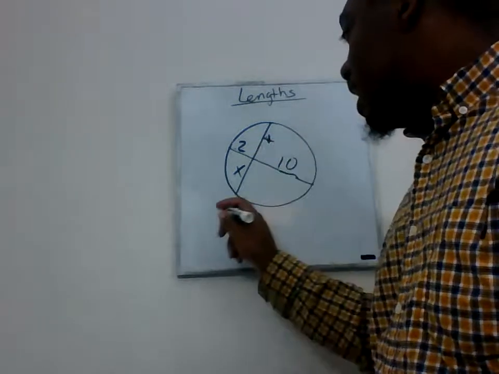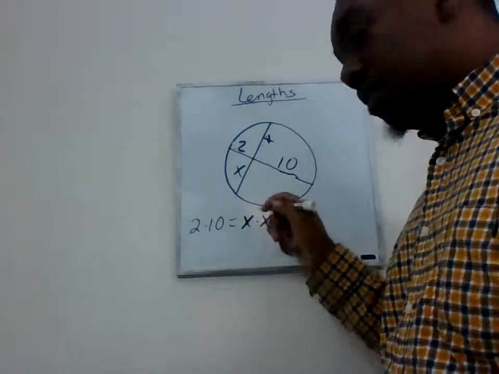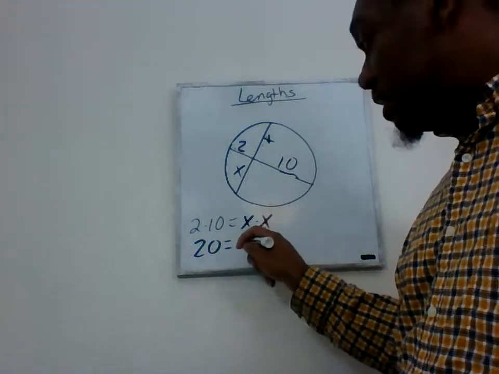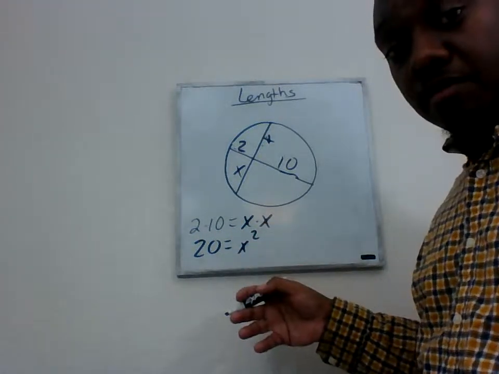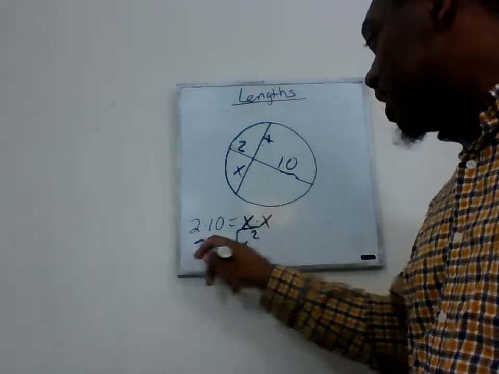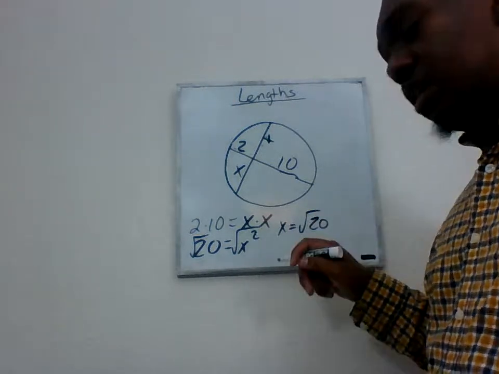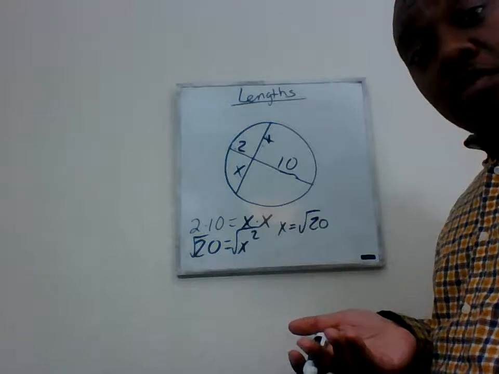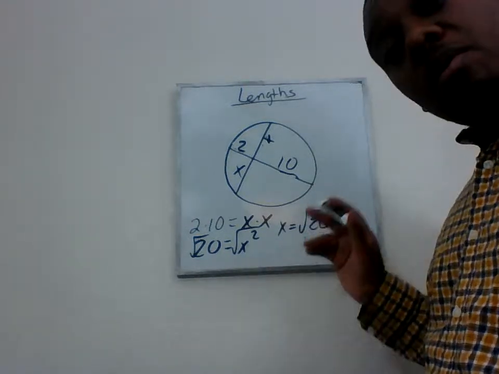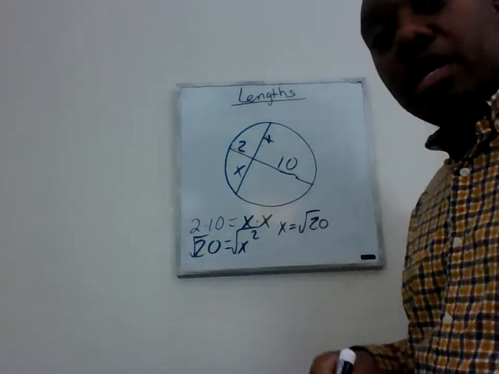So what we end up having is that 2 times 10 has to equal x times x. And we know that 2 times 10 is 20. We also know that x times x is x squared. Can we solve for x here? Yes, we can. We can take the square root of both sides, and so x is equal to the square root of 20. You may say, what about the negative version of that? Does it make sense to have a negative length? No. So in this case, once again, we will only be dealing with the positive version of it. So x would have to equal the square root of 20.